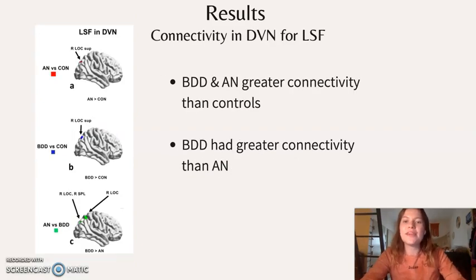When it came to connectivity for the dorsal visual network when viewing low spatial frequency images, when compared to controls, there was a greater connectivity in both AN and BDD. However, BDD did show greater connectivity in parts of this network, such as the right lateral occipital cortex and superior parietal lobe compared to AN. And what I've just said is shown in these graphics.